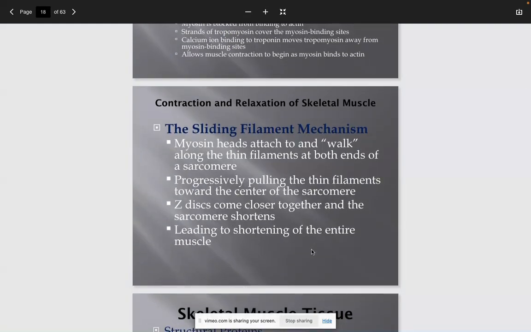So we'll go through this a little bit, the sliding filament mechanism. The myosin head is going to attach and walk along the thin filaments to both ends of the sarcomere. So again, the myosin is going to attach to the thin filaments at both ends of the sarcomere, progressively pulling the thin filaments toward the center of the sarcomere. I want you to imagine it just squeezing and pressing towards the center of this sarcomere. As the Z discs become closer together and the sarcomere shortens, it's going to lead to shortening of the entire muscle. Remember, this comes back to the elasticity of the muscle, how it's able to be stretched without becoming injured.